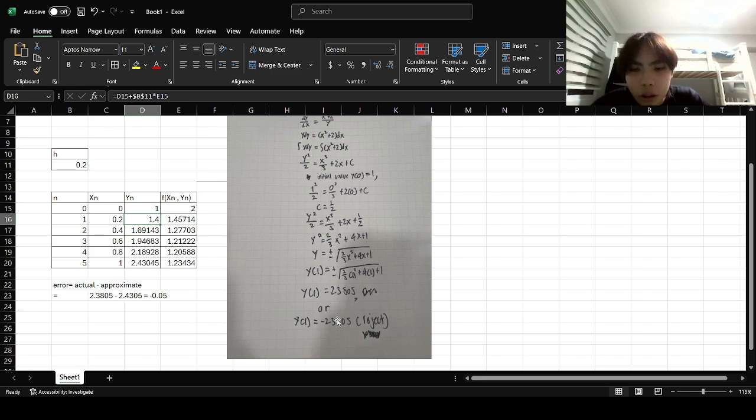2.3805 or negative 2.3805, but we reject this because y is bigger than 1. Now the error is actual minus approximate. Our actual is 2.3805, and our approximate is estimated to be 2.4305, and we get negative 0.05. The negative sign just means that our Excel guess is slightly higher than the real answer.